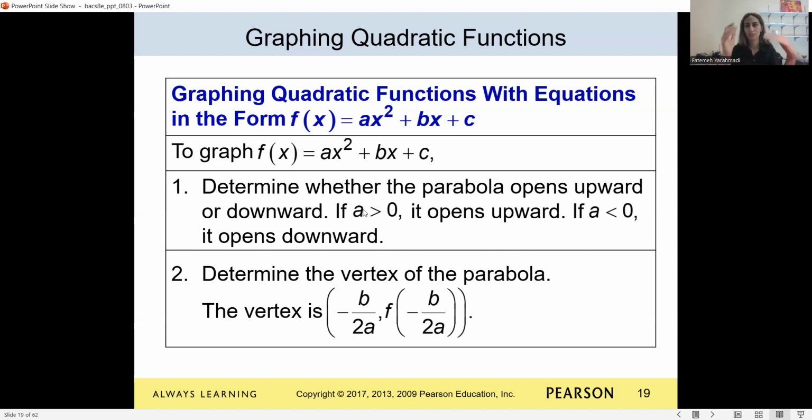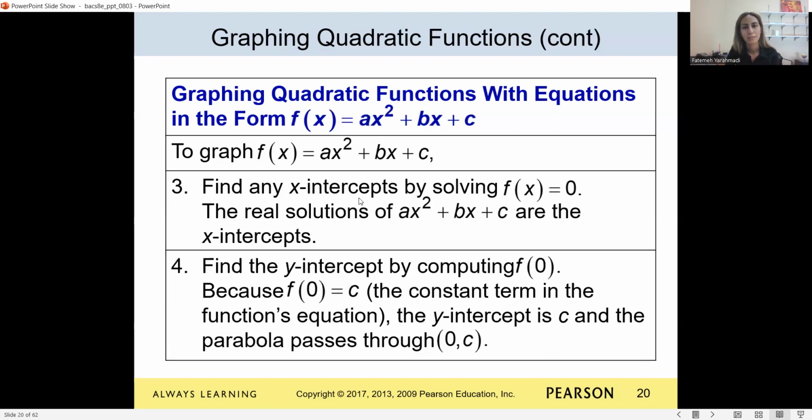So again, the leading coefficient is a. If a is positive, the graph opens up. If a is negative, the graph opens down. Determine the vertex. The vertex is a point, so it has x and also y. So x is negative b over 2a, and y is the substitution of that x into the function.